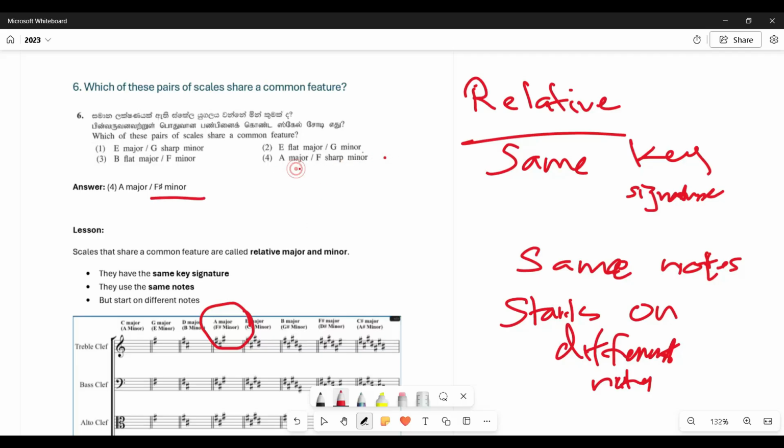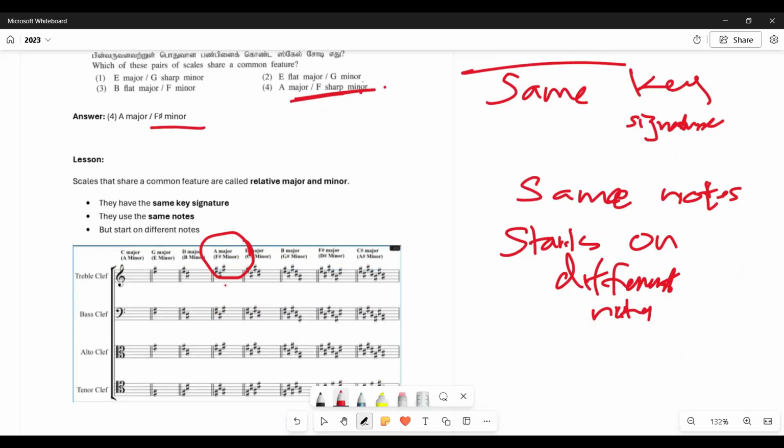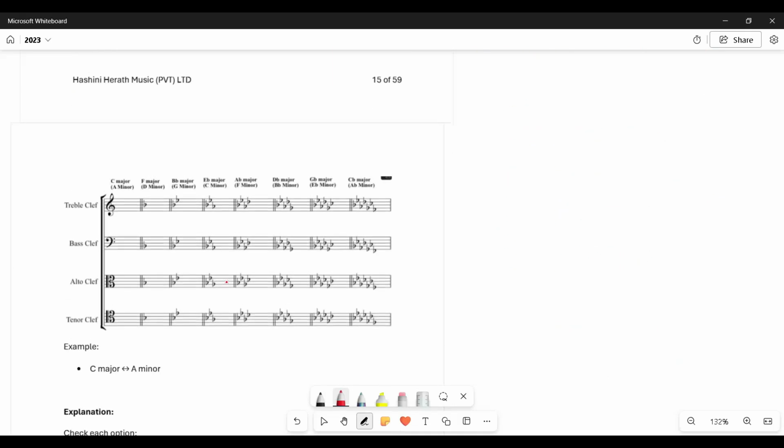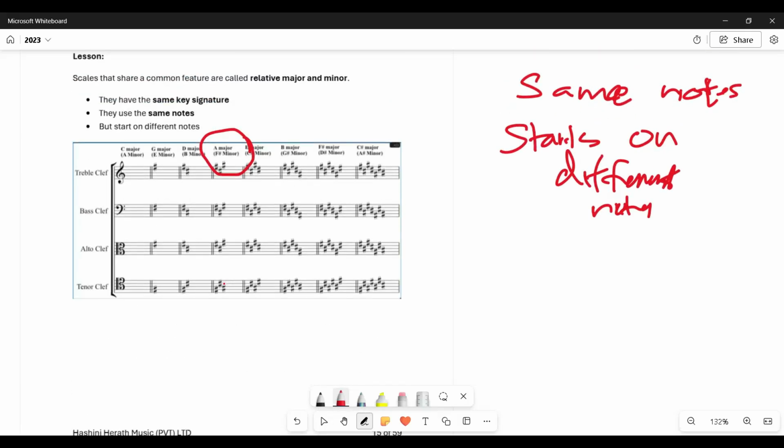This one here, because it's there in the table. If you don't have that, make sure you write it. I'll pause it for a second.